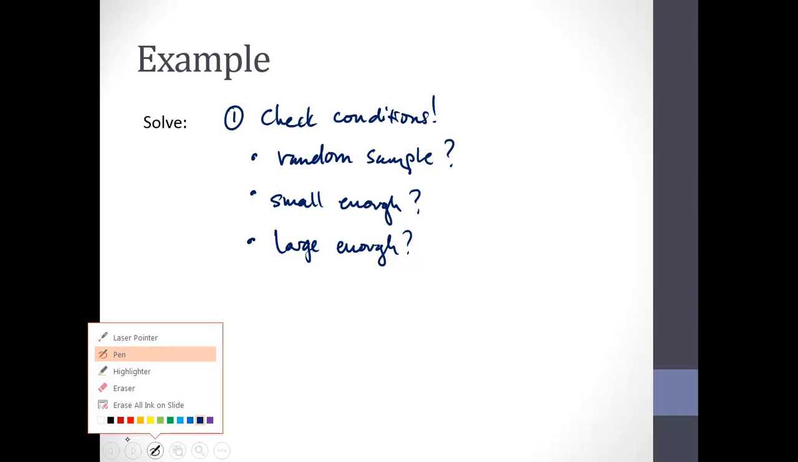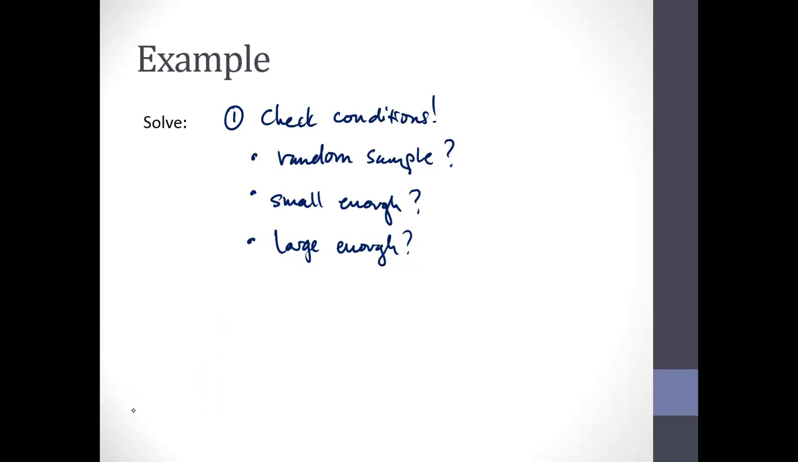We've all done this a few times now. Do we have a random sample? Well, yes, we do. It's stated. For small enough, we take 20 times n, which is 20 times 5, which is 100. Are there more than 100 adults in the world? Well, yes, of course there are. So this is less than all adults. And for large enough sample, the n is equal to 5.